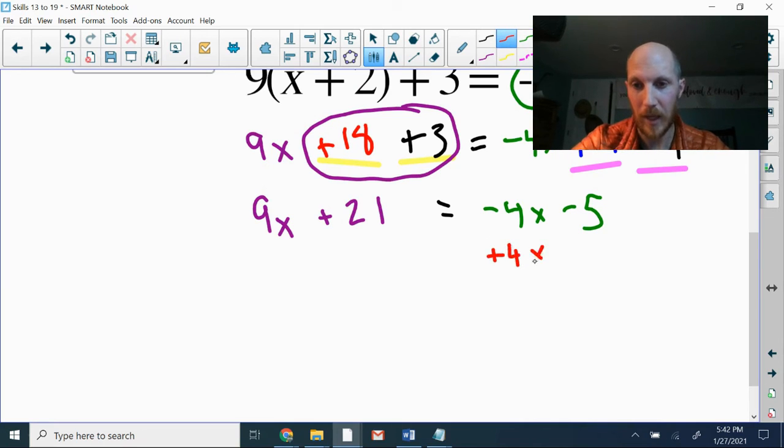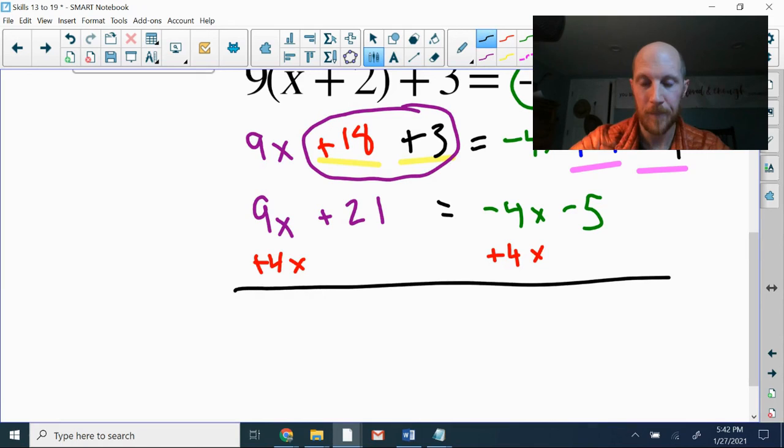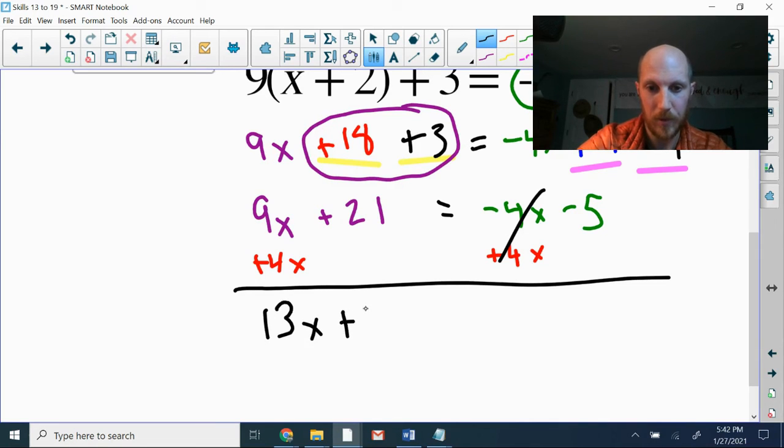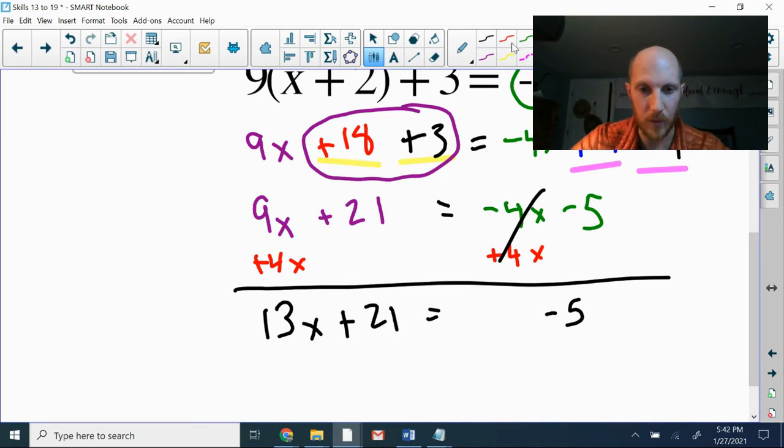In this case, I'm going to add the 4x. I'm going to do the opposite operation to cancel the negative 4x. And when I do that, same thing over here on the other side of the equal sign. So these 4x's are going to cancel. And let's start from the left side. 9x plus 4x is 13x, bring down that plus 21, bring down the equal sign. 4x's are gone. So just the minus 5 is left over here.